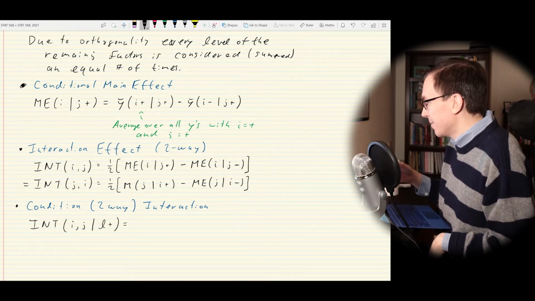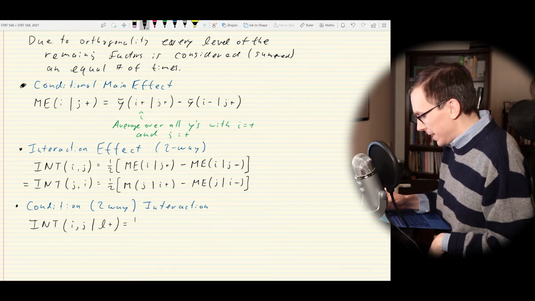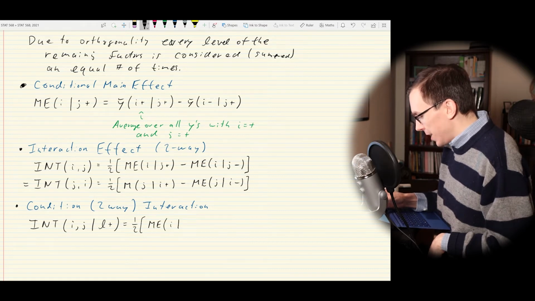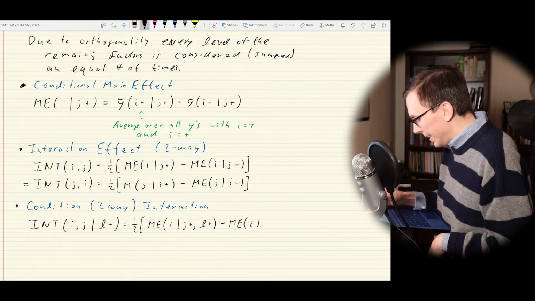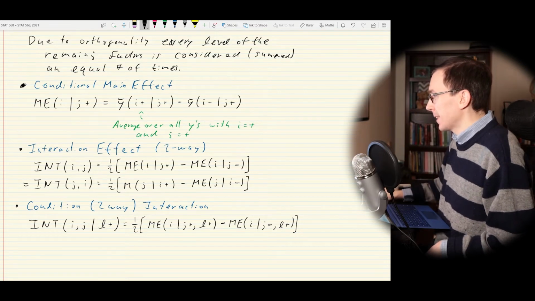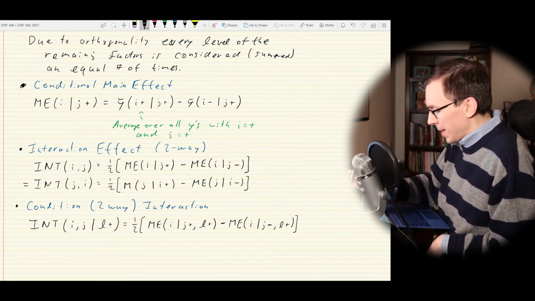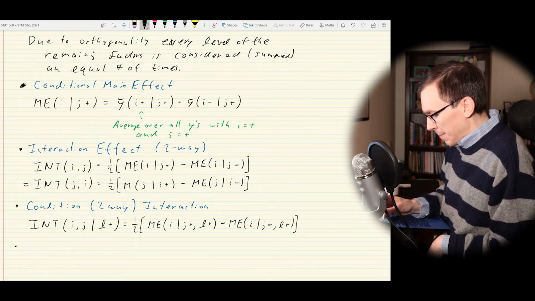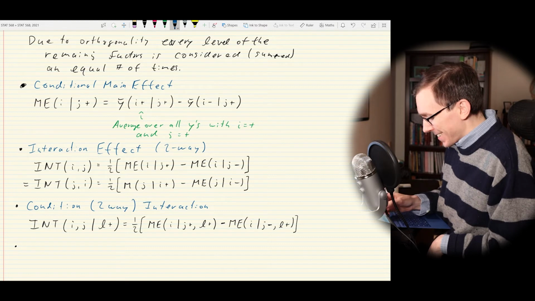And we can write that by just including a second conditioning, which is going to look like the main effect of I given j at plus and L at plus, minus the main effect of I given j at minus, but L still at plus. We're not changing the level of L. And then we can define the three-way interaction coming off of that. We're almost done, okay? And then we'll get on to some other stuff.